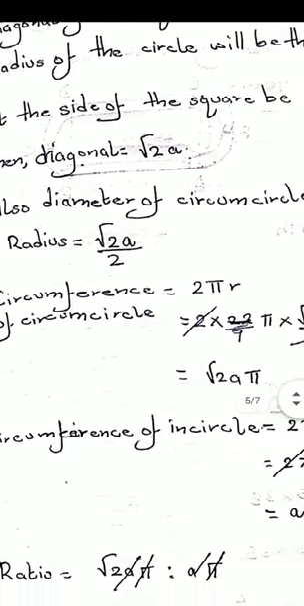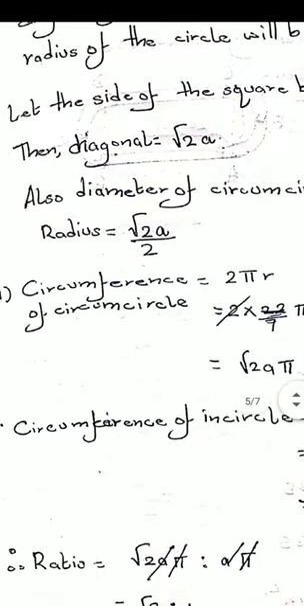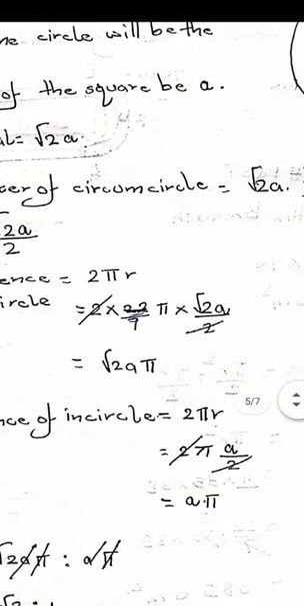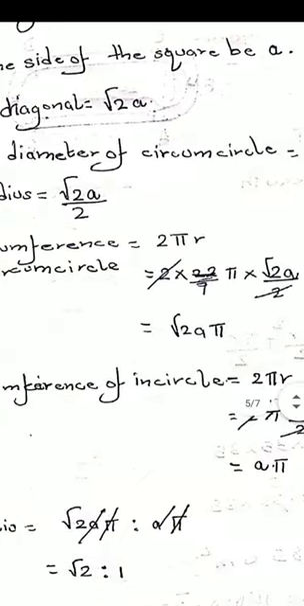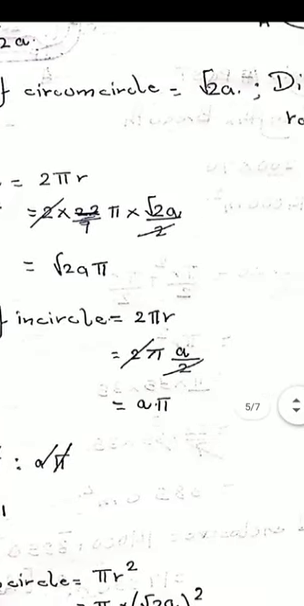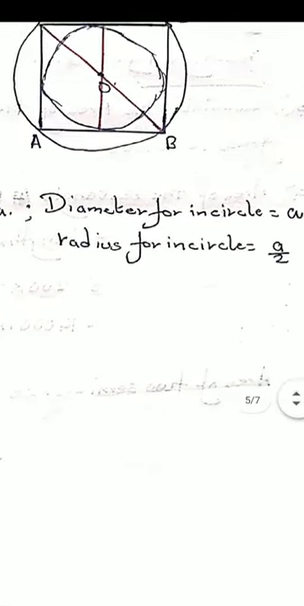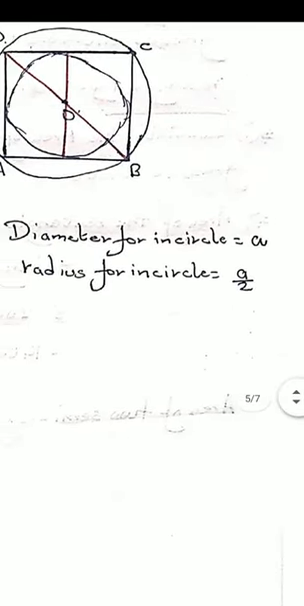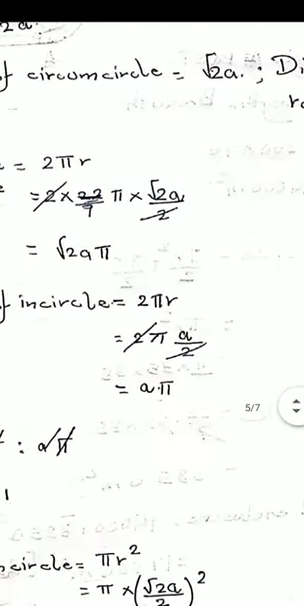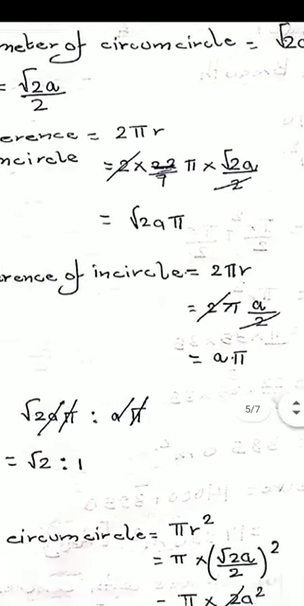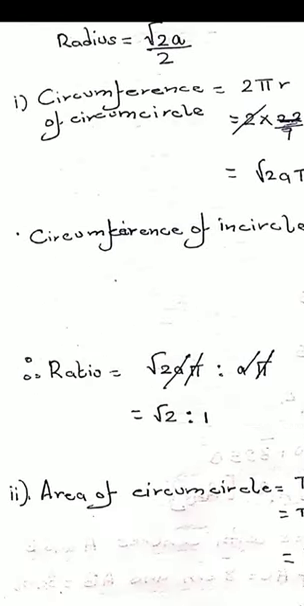The circumference of the circumcircle will be 2 pi r. So I found it as root 2 a pi. The circumference of the incircle will be 2 pi r. Remember, the diameter for the incircle is a, because I have told you it will be the side, which we have kept as a. So the radius for the incircle will be a by 2. So I'll write 2 pi into a by 2, that is a pi. Remember, we are calculating its ratio. Ratio is nothing but comparison. So ratio equals root 2 a pi is to a pi. I can cancel, and I got it as root 2 is to 1.